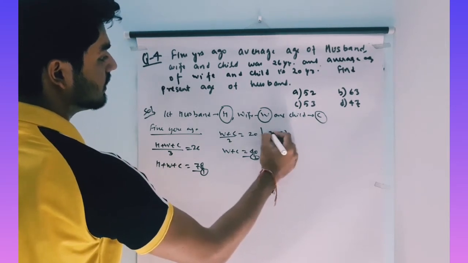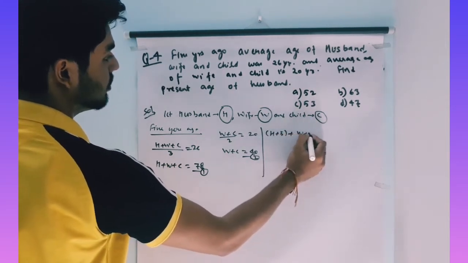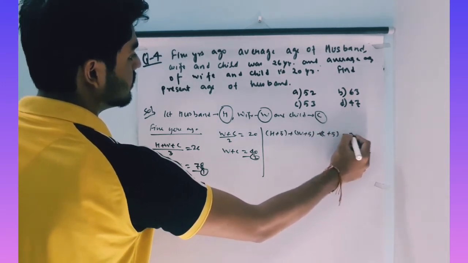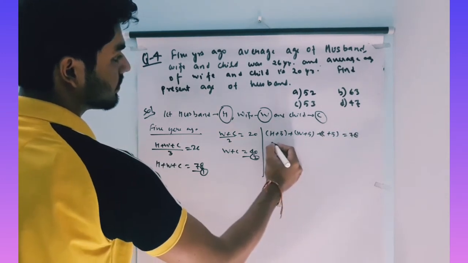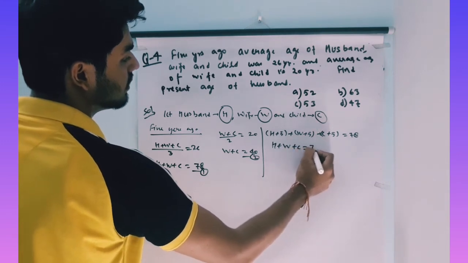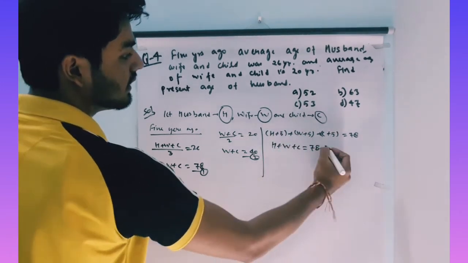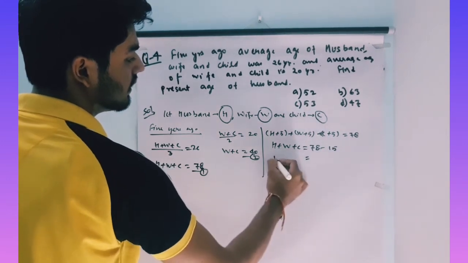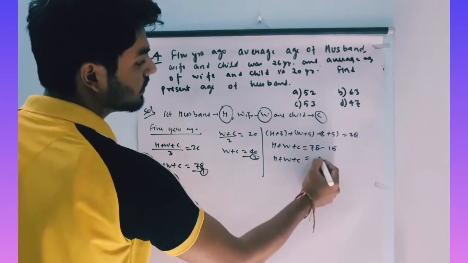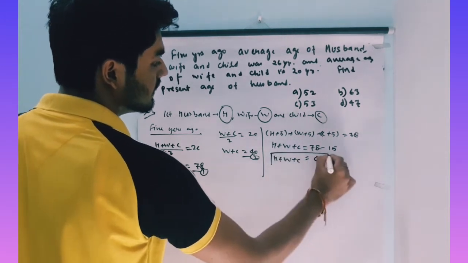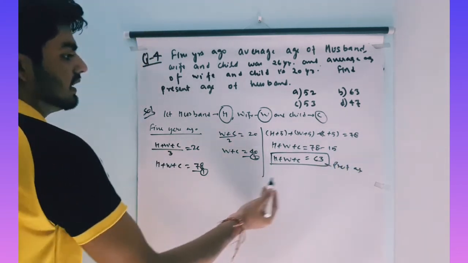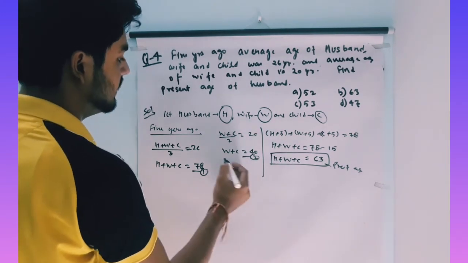H plus 5 plus W plus 5 plus C plus 5 is equal to 78. From this we get H plus W plus C is equal to 78 minus 15. We get H plus W plus C is equal to 63. This is our present sum of age of wife, husband and child.